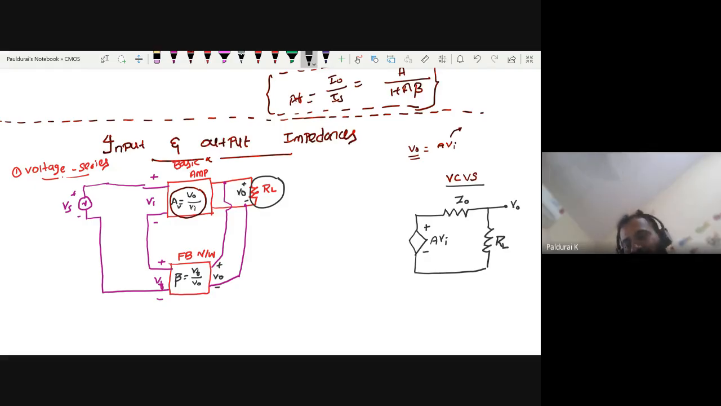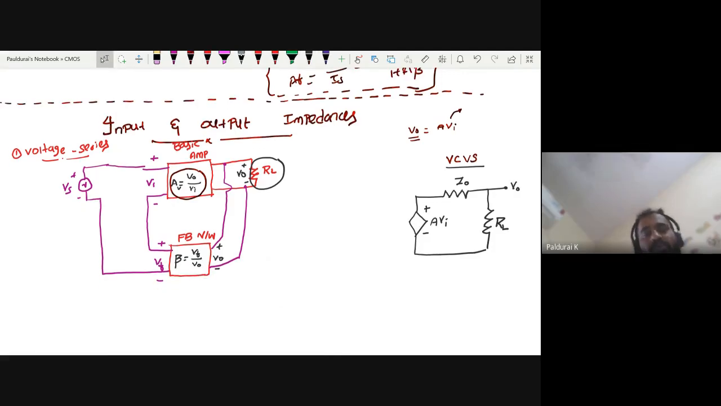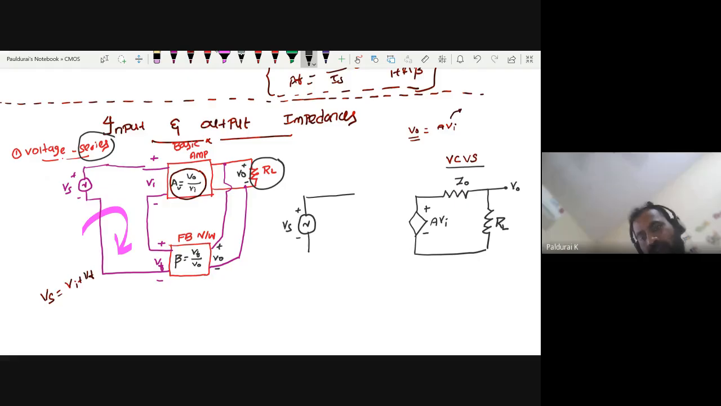Any difficulty? Let me explain step by step, then later you will get the clarity. So this is my output side. Coming to the input side, this is always series mixing. Series mixing means we can apply KVL, which gives Vs equals Vi plus Vf. So on the input side with series mixing, I want to connect the voltage source Vs.